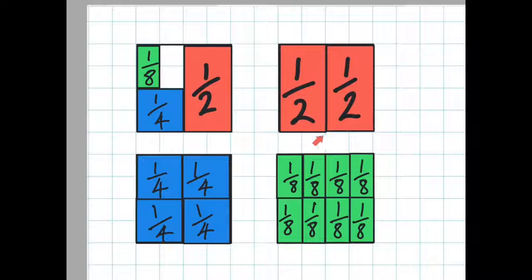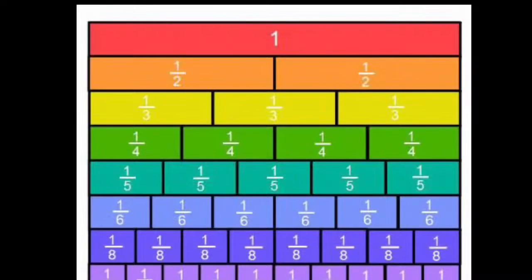So here you've got all of those fractions laid out. We've got halves, quarters, and eighths. And now you can clearly see that there's 4 quarters in a whole and 8 eighths in a whole. So here are some fractions expressed on a fraction wall.